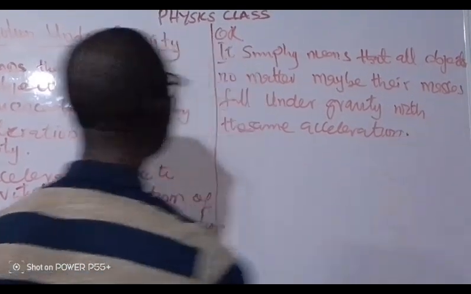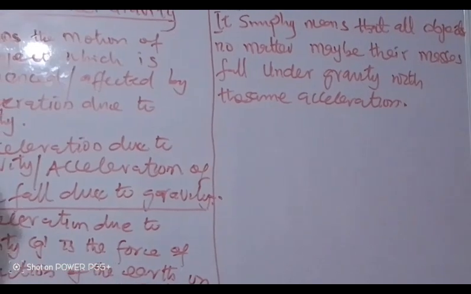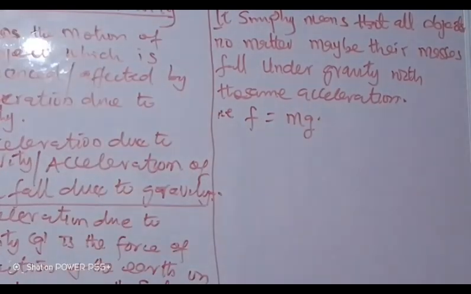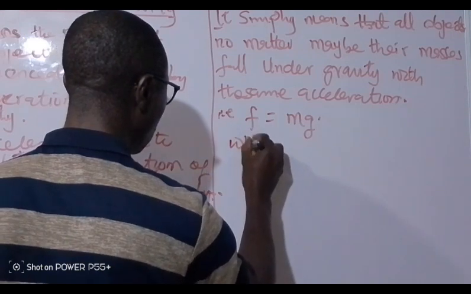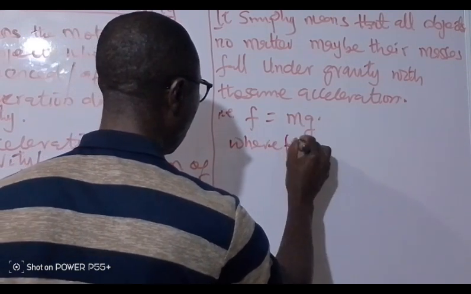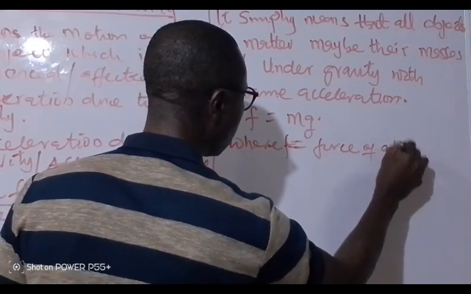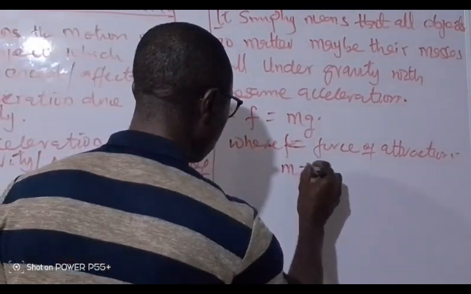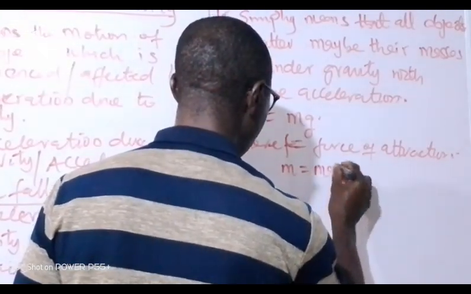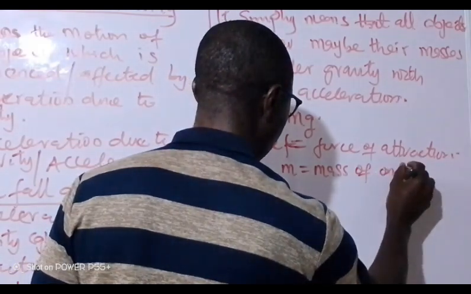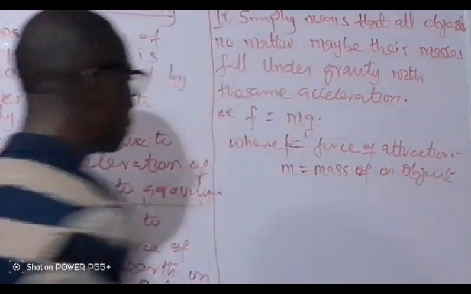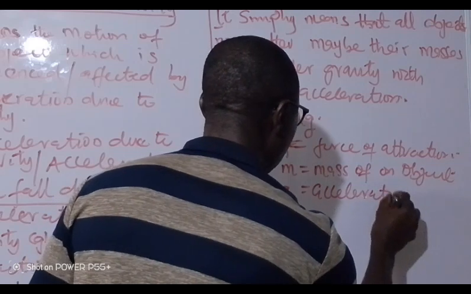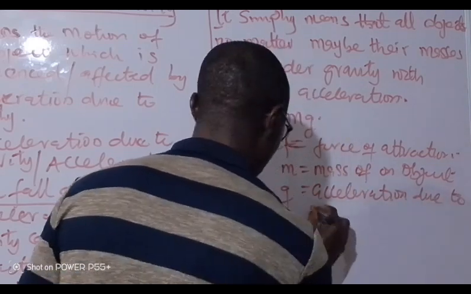Now, according to this definition, F is equal to mg, as I said the other time, where F is equal to the force of attraction of the Earth on an object, m, according to the definition, is the unit mass of an object on the Earth's surface, and g is the acceleration due to gravity.